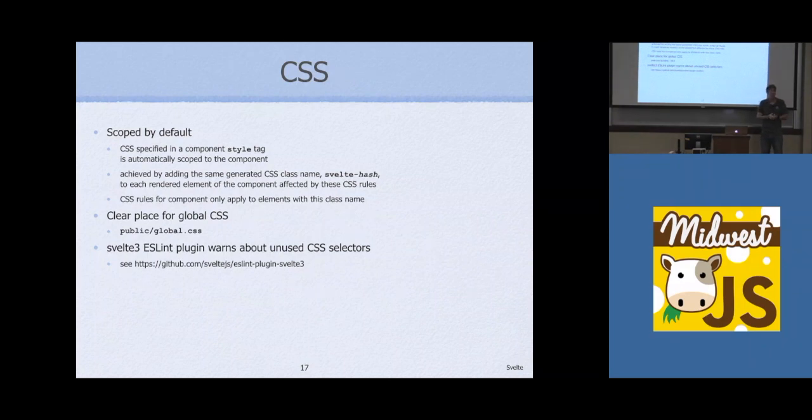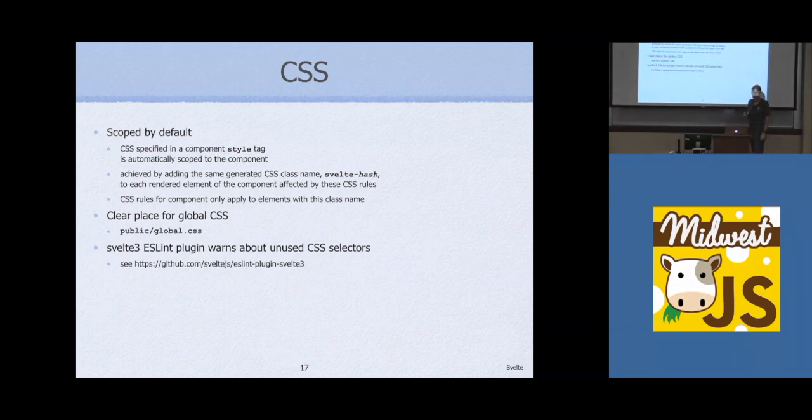And the way that it scopes it is similar to what you've seen in other frameworks. It generates a hash that represents that component, and then it comes up with the name svelte-dash-and that hash, and it adds that as an attribute to all the elements that it renders. And then in the CSS that it generates, it makes sure that those rules that you defined only apply to elements that have svelte- and the matching hash.